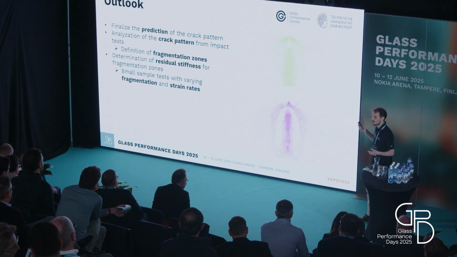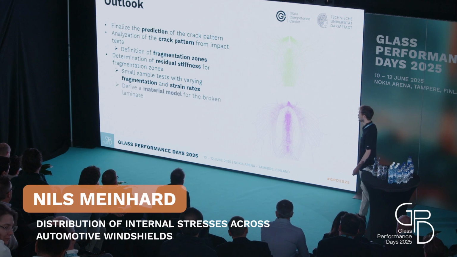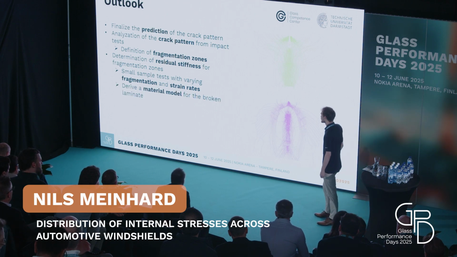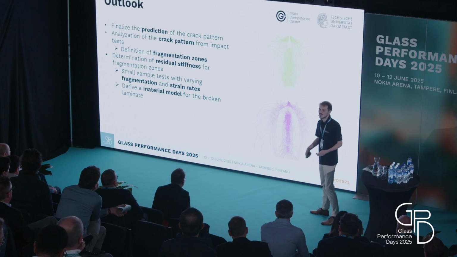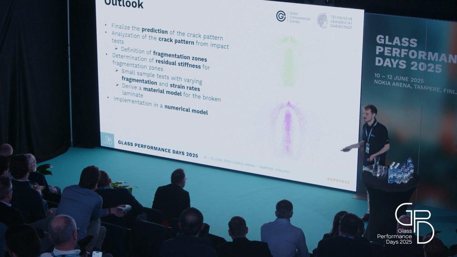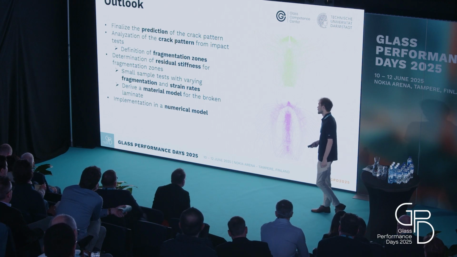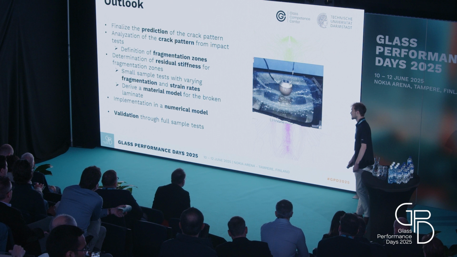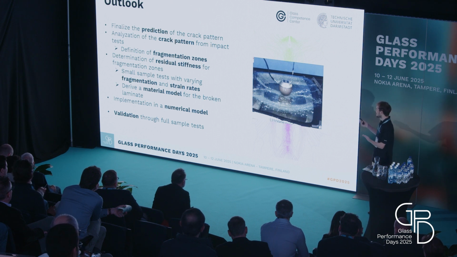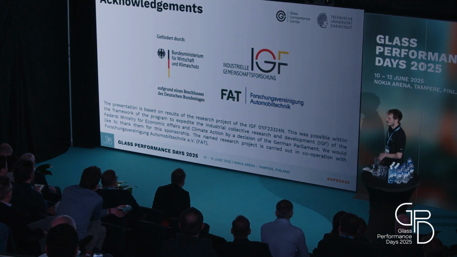We will put the damage on them as we see them here in the pictures, and then do some tests with varying strain rates here. From this, as I said in the motivation, we will derive a material model and implement this to a numerical model. So at this point, we hope we get the full picture. So we know where cracks are and how many. We have a material model for this, and that way we have the full simulation. And at the end, we will do a validation through the full sample tests. Here's some acknowledgements, and thank you for your attention.